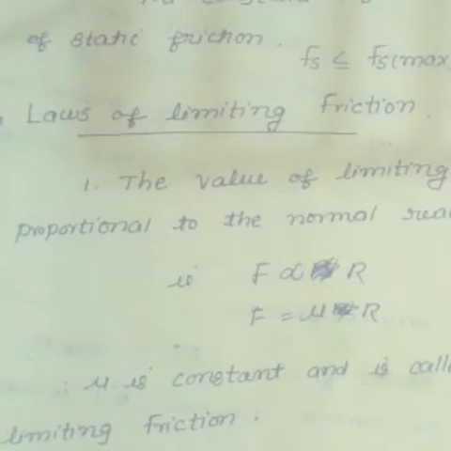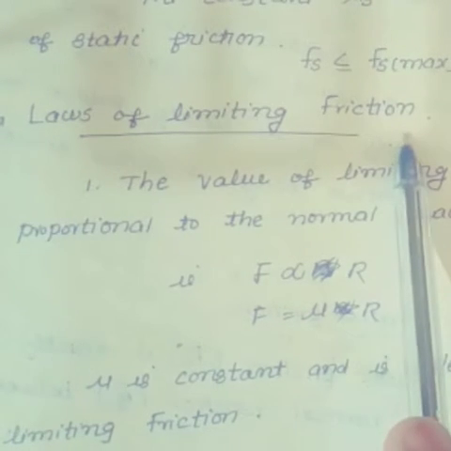Next we discuss the laws of limiting friction. The first law: the value of limiting friction is directly proportional to the normal reaction between them. That is F is proportional to R, where R is the normal reaction. To remove this proportionality, we equate it with a constant: F equals mu into R. Here mu is a constant, called the coefficient of limiting friction.